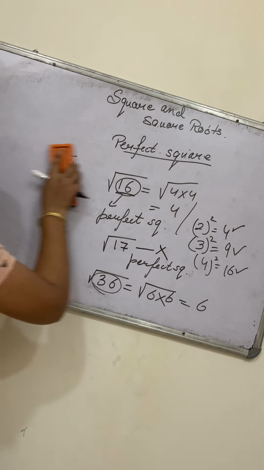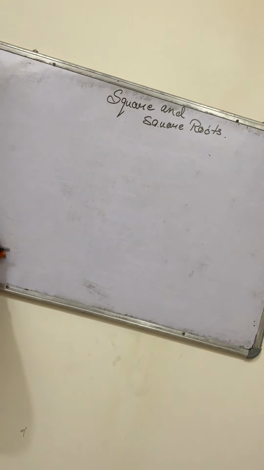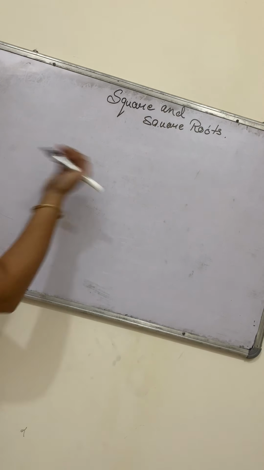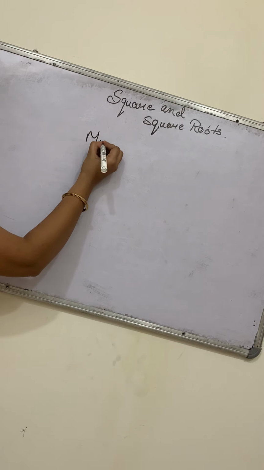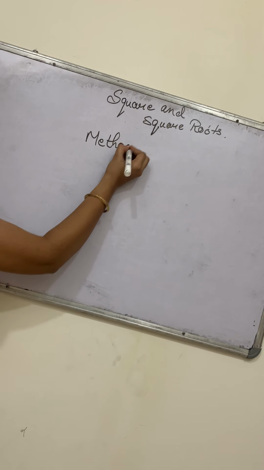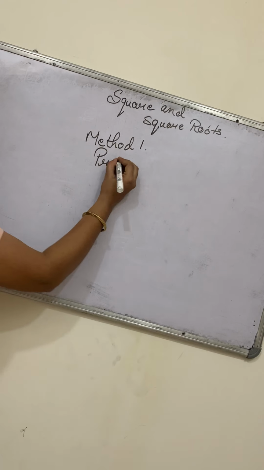So the questions that are in the exercises: finding the square root, check whether the number is a perfect square or not, or how can you make it a perfect square. Like this the questions are there. So for finding the square root, there are two methods that we are going to study. So first let us start with method number 1. Method 1 is prime factorization.